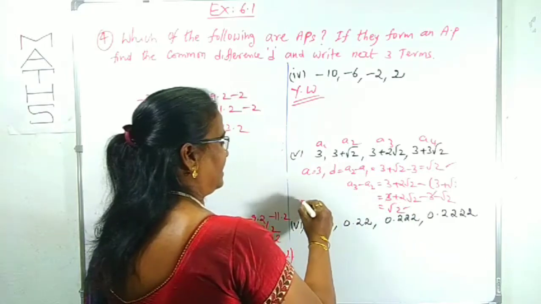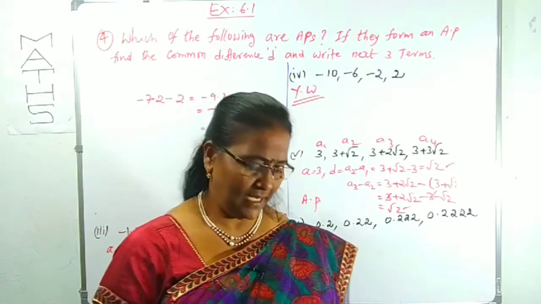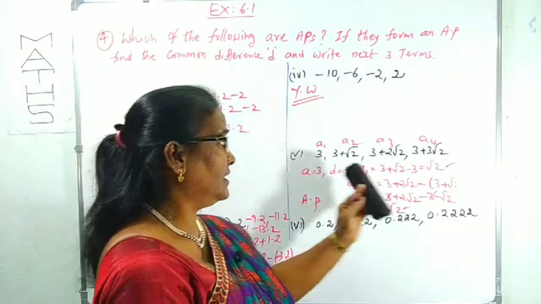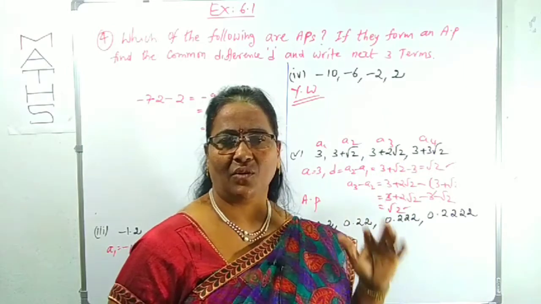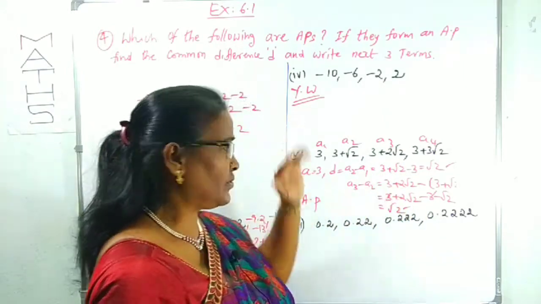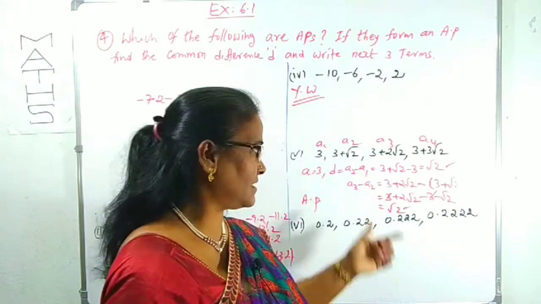Here also root 2. It is clearly which series? AP series. Okay. Can you find out the next 3 terms by adding the root 2 successively? What I did in these 2 questions, we can follow that one. If you have a doubt, you can mention it in the comment section.